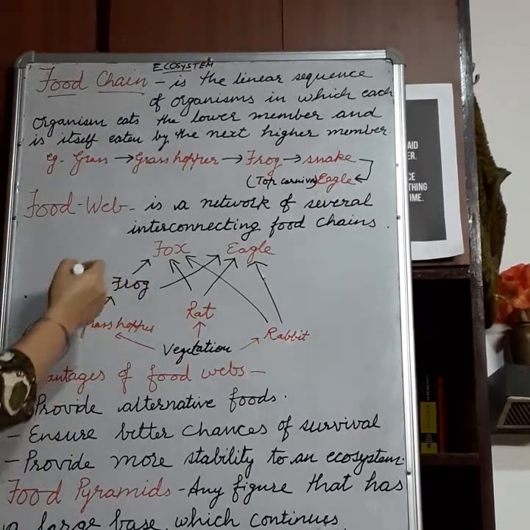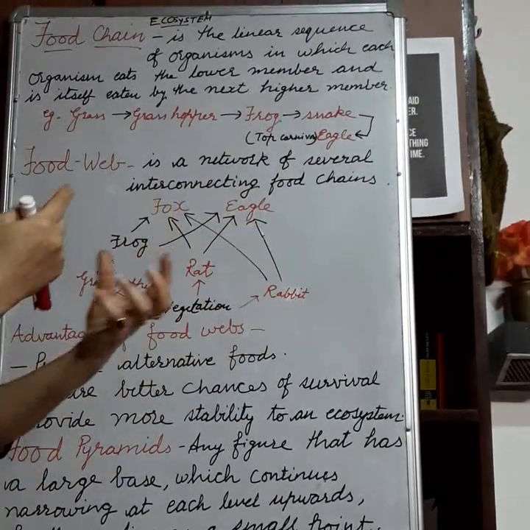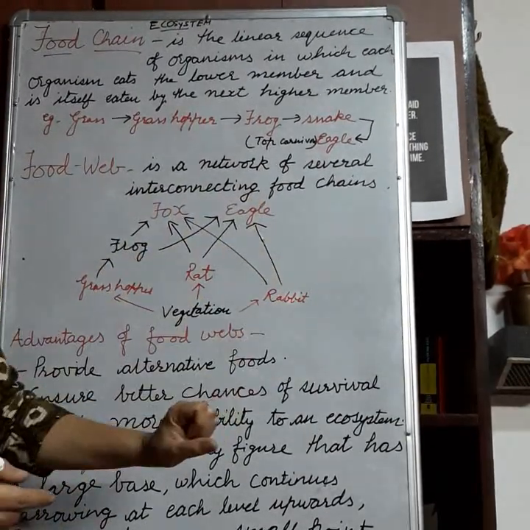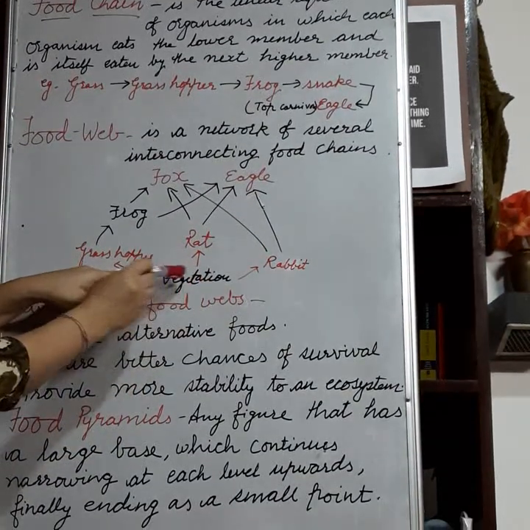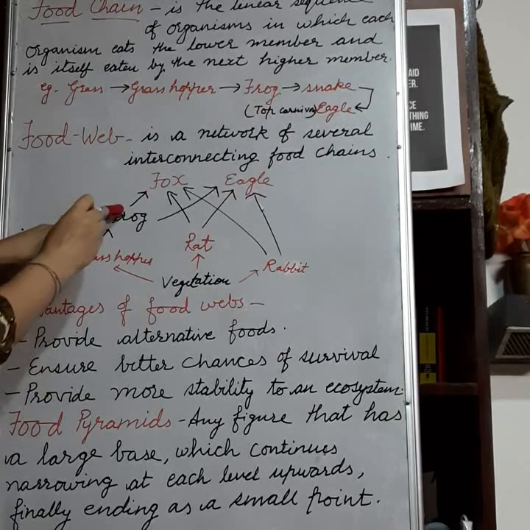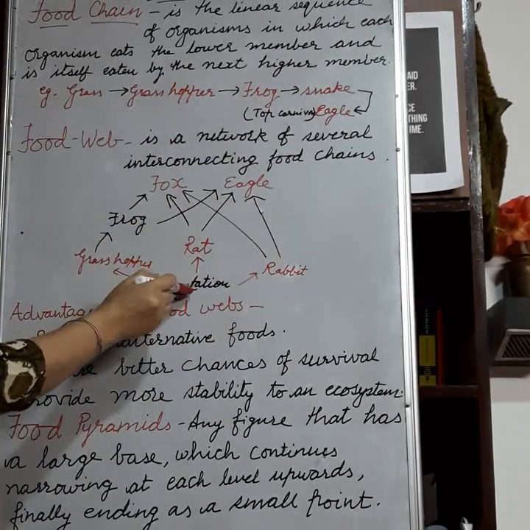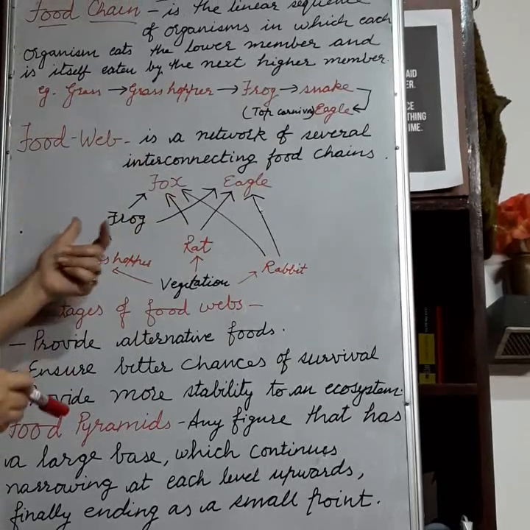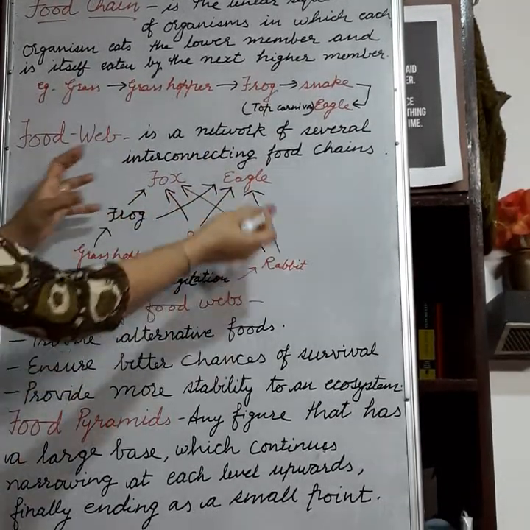In food web, see, it's a network of several interconnecting food chains. Over here you can see vegetation, grass or whatever, grasshopper, frog, fox, vegetation, rabbit, eagle, vegetation, rat, fox. So over here you can see 2-3 food chains are there, but it's a network.